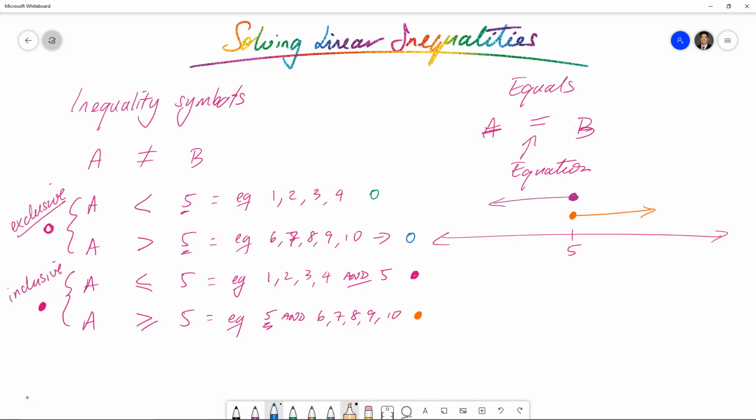For the second one, A is greater than 5, you have an open circle because it's excluding the number 5, but it is all the numbers that are greater than it. Lastly, the very first one, A is less than 5, so it's not including 5, but it's all the numbers below it. So that's a very quick graphical sense of inequalities. We're going to be looking at solving them as well as graphing them later on.